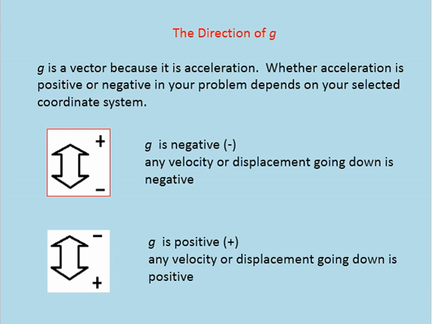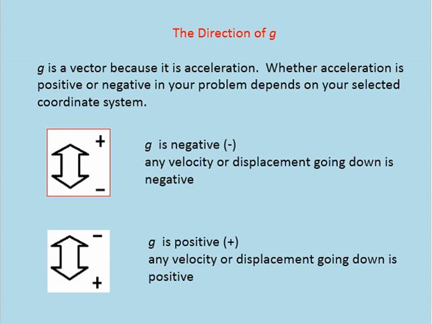negative and positive direction. So that means for me that since gravity is always going to accelerate objects downward, always going to pull it towards the surface or the center of the Earth, my g is always going to be negative. So g for me is always going to be negative 9.8 meters per second squared. That also means that any velocity or any displacement defined as going downwards is also negative.